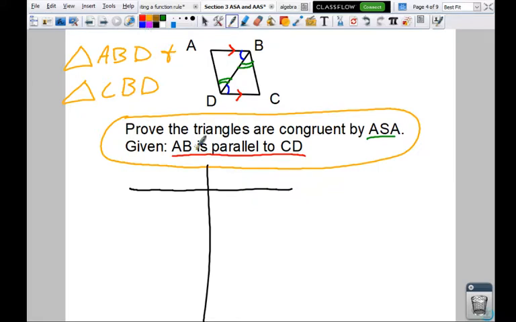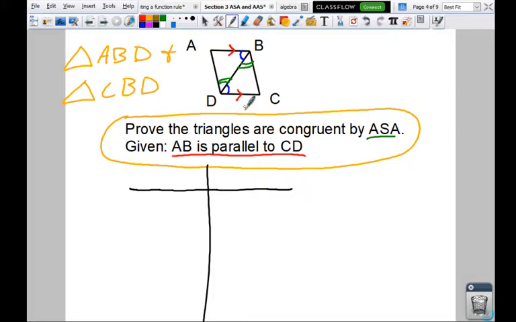Okay, so if I go through this, I'm going to use angle, side, angle, because I have an angle, the side right here in the middle, and then another angle. I know that this angle in the blue is congruent to this other angle in the blue. So if we are going to write that, how would I write this blue angle right here?